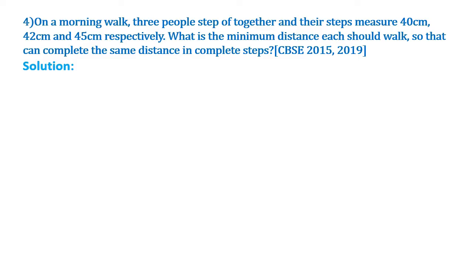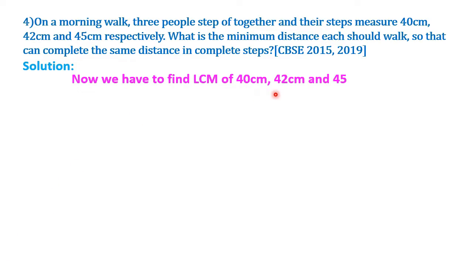The hint here is that if any question says to find the minimum, least or smallest number, it means that we have to find the LCM. In case we are asked to find the greatest or highest number, then you should find out the HCF. You already know this, isn't it? Therefore, now we have to find LCM of 40 cm, 42 cm and 45 cm.